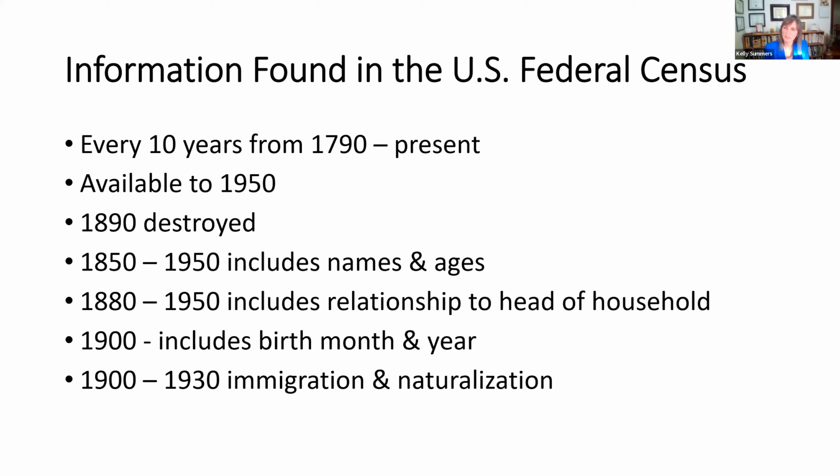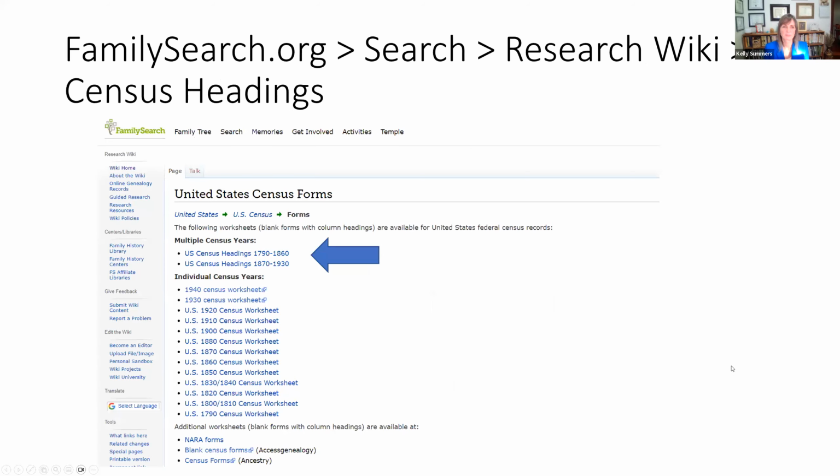From 1850 through 1950, we have the names and ages of everyone in the household. From 1880 through 1950, we have the relationships of everyone in the household. 1900 is the only year that also includes the birth month and the birth year of everyone in the census. And from 1900 to 1930, actually, I would say it goes even beyond that, you will have the immigration year, what year you arrived, and whether or not you're a naturalized citizen.